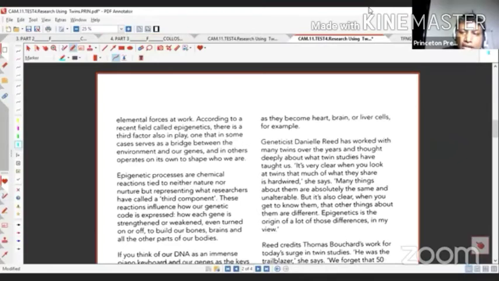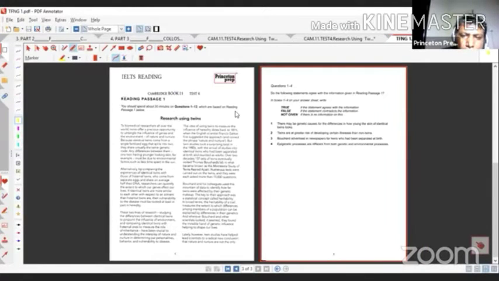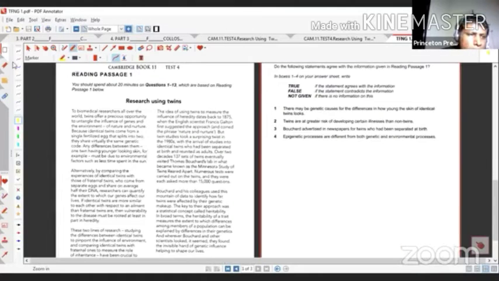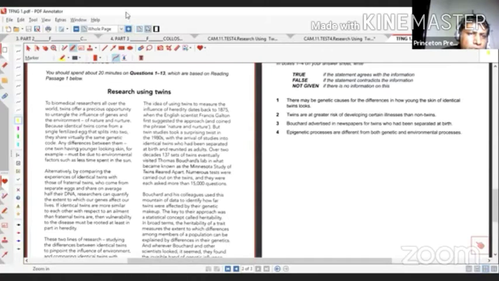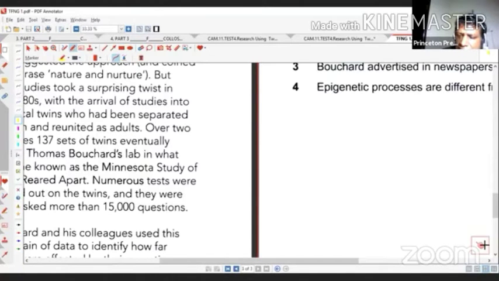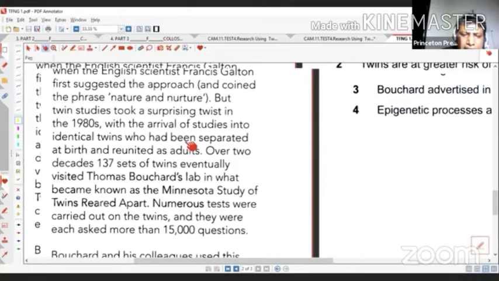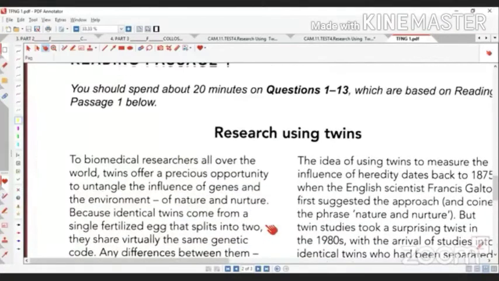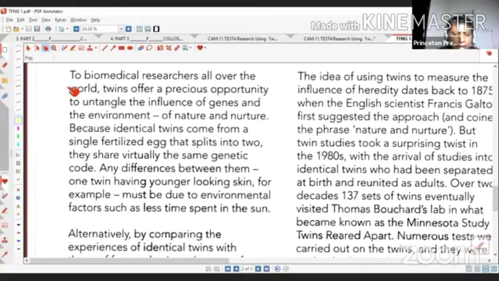So we are going to check whether that one is true, false, or not given. Okay, so here is the question. Let's enlarge it. We don't even have to find the words because we know what we are reading now. Let's read from here: Research using twins. Let's read it, and whenever we find it, we'll stop there.